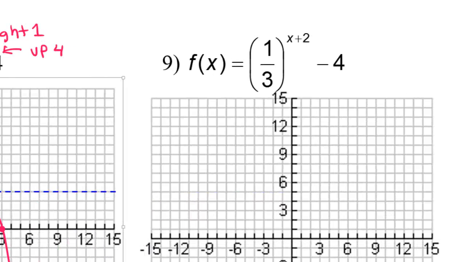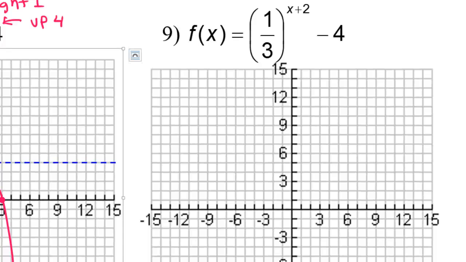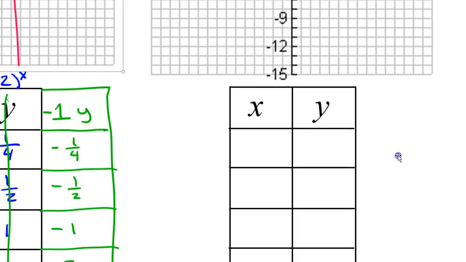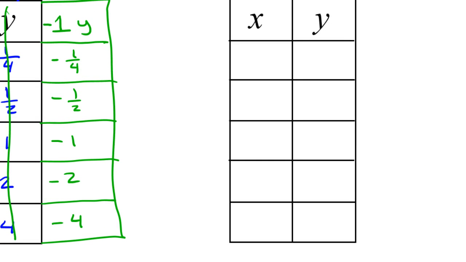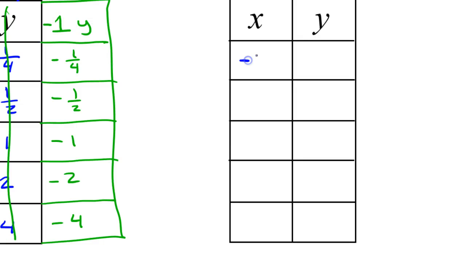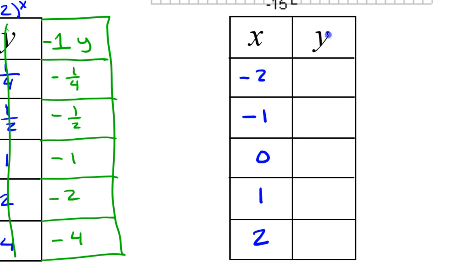So one more. Let's do number 9, and then we'll put a stop to this video. Alright, 1/3. So the first thing we're going to do when we make our table is do 1/3 to the x power. So as usual, we'll start with our x's, which will just be -2, -1, 0, 1, and 2. So for our y values, we're just doing 1/3 to the x power.